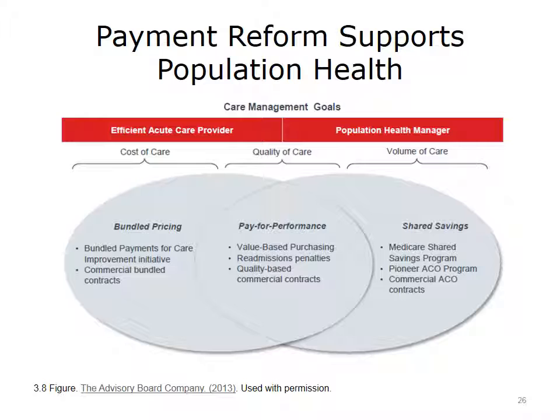Pay for performance, value-based purchasing, readmission penalties, and quality-based commercial contracts incentivize providers to provide higher quality services. Providers do not get paid unless services reach a level of value, quality, and cost. And finally, in shared savings, we're moving more to population health management with Medicare shared savings programs, ACO programs, and commercial ACOs. In shared savings, the incentives are definitely with the physicians to become population health managers, as opposed to just being efficient providers of acute care.